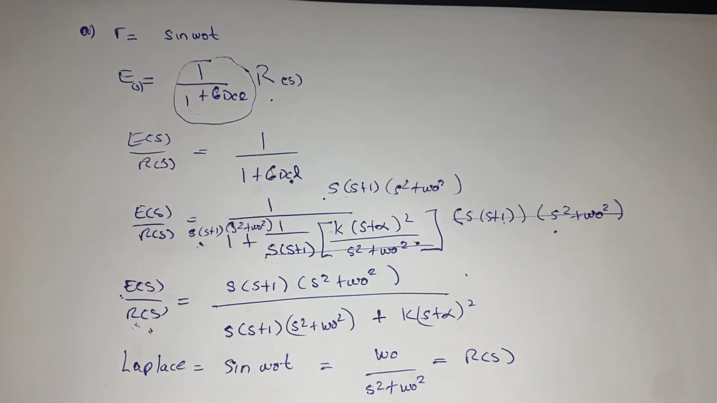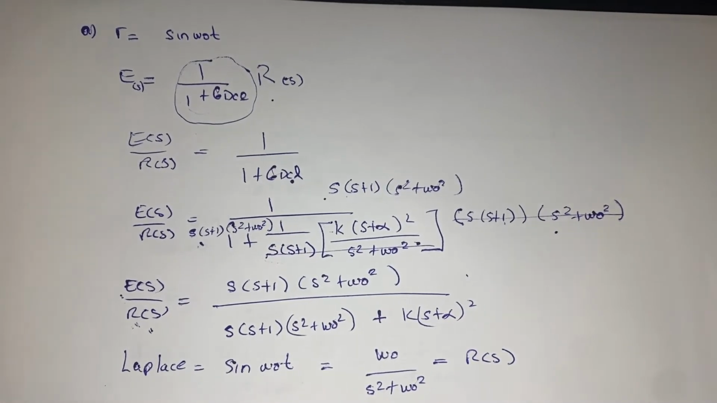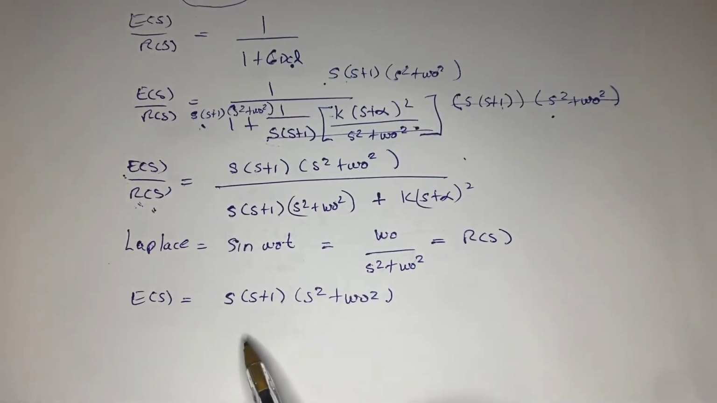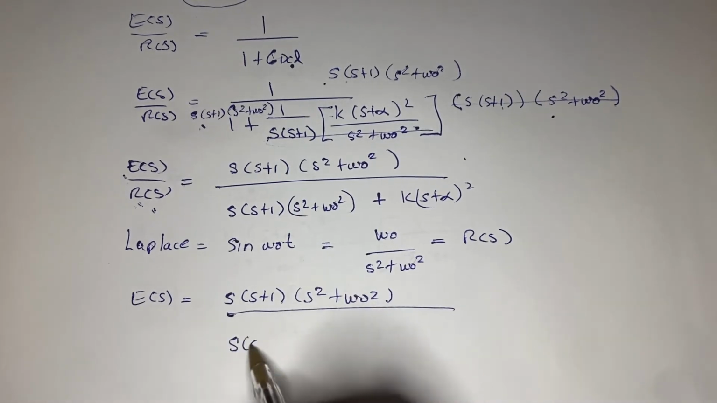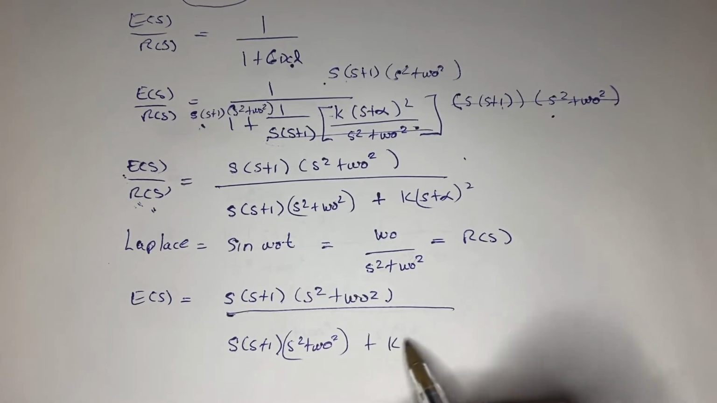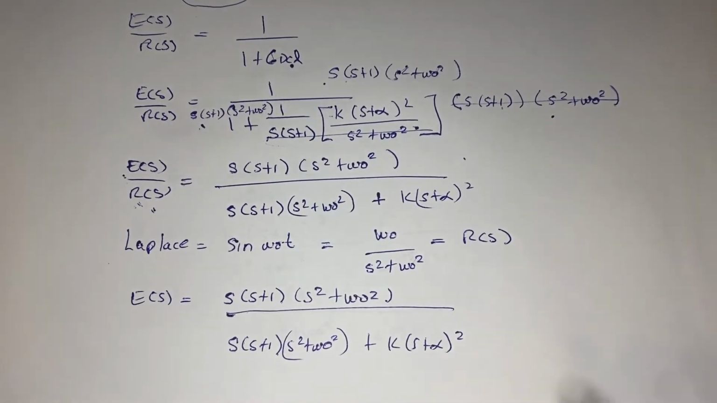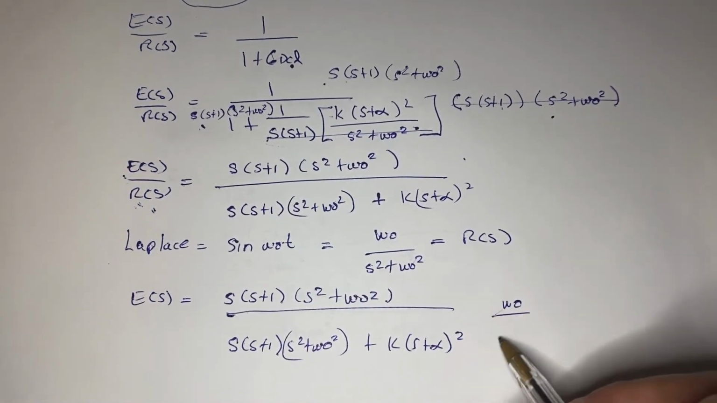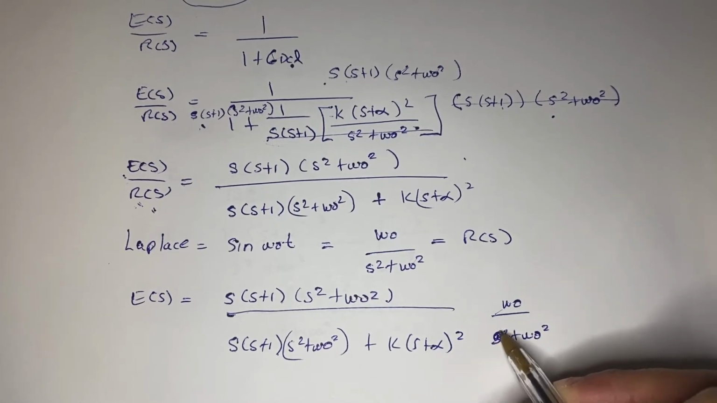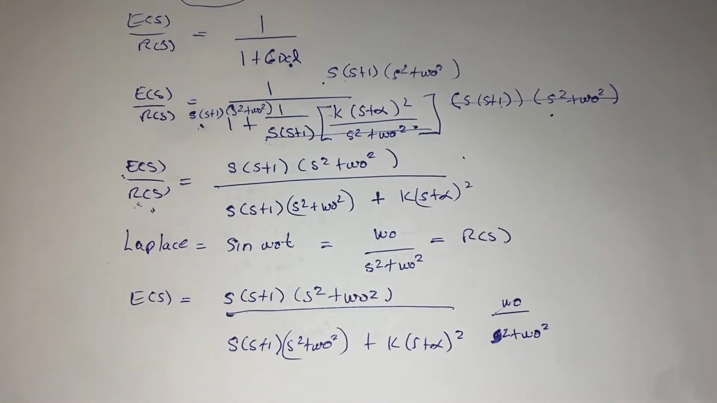So now let's multiply RS over here so we can get the error equation. The error equation is going to be S plus 1 times S squared plus W0 squared, and let me put this a little bit up so you can see. Then we have S plus 1 times S squared plus W0 squared plus K times S plus alpha squared. And this is going to be multiplied by the reference, W0 over S squared plus W0 squared.